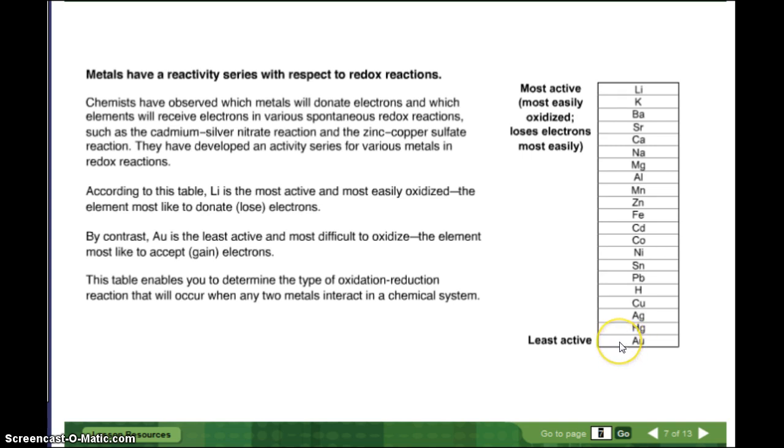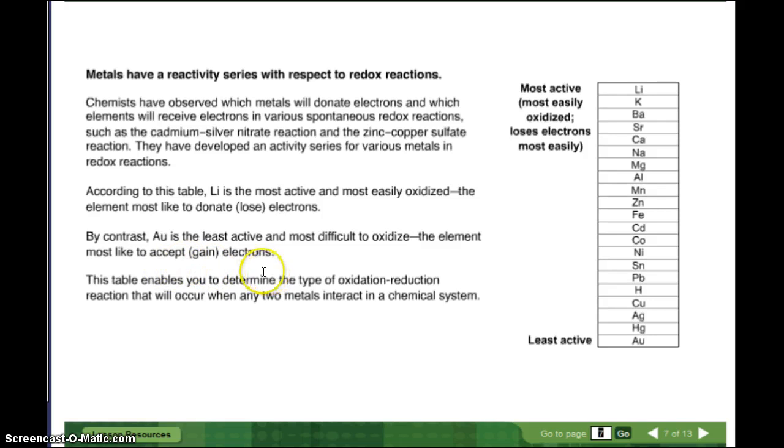lose electrons very easily. Chemists have observed which metals will donate electrons and which elements will receive electrons in various spontaneous redox reactions, such as the cadmium-silver nitrate reaction and the zinc-copper sulfate reaction. They have developed an activity series for various metals in redox reactions. According to this table, lithium is the most active and the most easily oxidized, the element most likely to donate or lose electrons. By contrast, gold is the least active and most difficult to oxidize, the element that's most likely to gain or accept electrons, right?